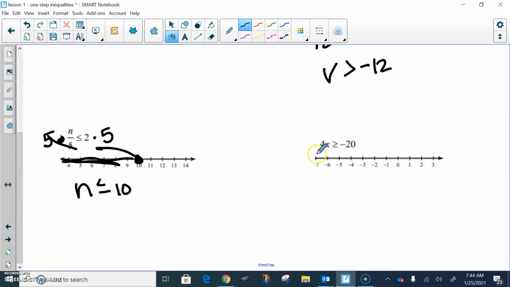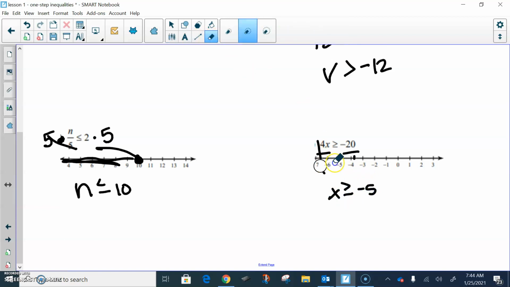And they're multiplying here, so we divide. We divide each side by 4. It looks like x is greater than or equal to negative 5. So we have to find negative 5 on our number line. It's going to be a closed circle because there's an equal to sign, and they want greater, so we're going to shade to the right.